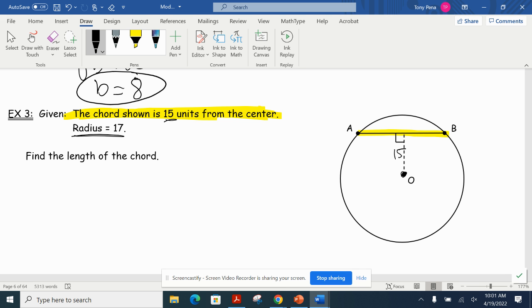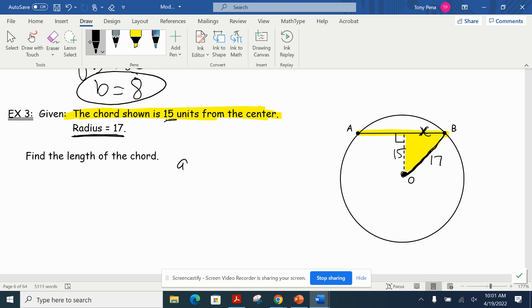The next one's pretty self-explanatory. The radius is 17, and like we've done in the first few, we want to create a triangle out of this. So I'm going to draw the 17 over here. And then what we've now created is a right triangle. So now for the third time, you've got the Pythagorean theorem. I'm going to be looking for this value right here.